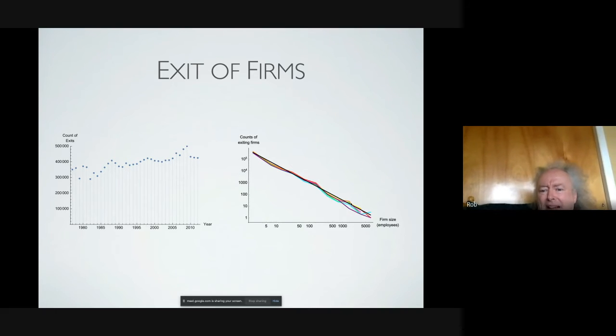And once again, you get a power law in exits too. Once again, this power law follows 1.5. Again, it's much more like the entrants and the exits have the same size distribution, probably because some of the exiters are going to come back in Chapter 11, Chapter 7 as entrants again.